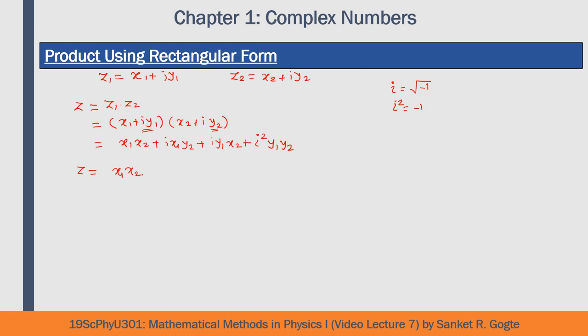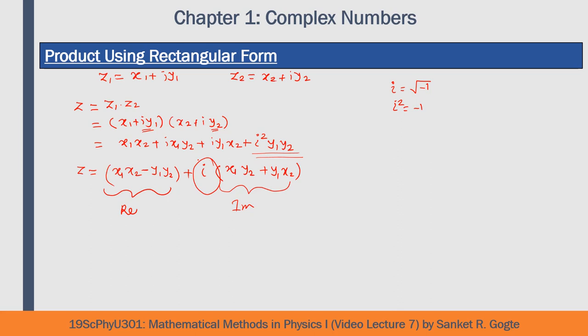I'll right away club all the real terms. So this term is real because i square is minus 1, and this is minus y1 into y2, plus i into x1 y2 plus y1 x2. So this is the real part of the product of two complex numbers z1 and z2, and this is the imaginary part. It is imaginary because of this i.